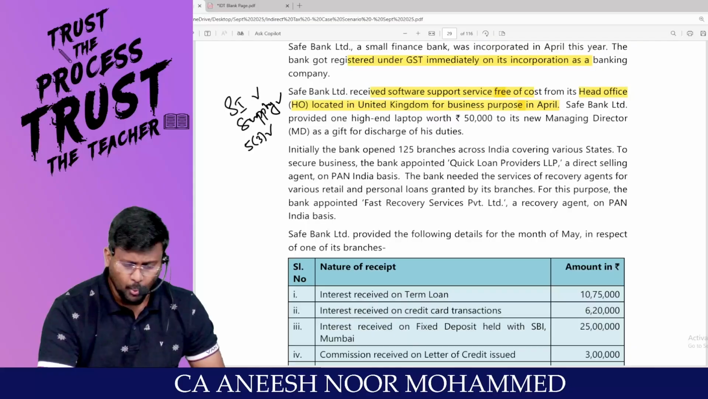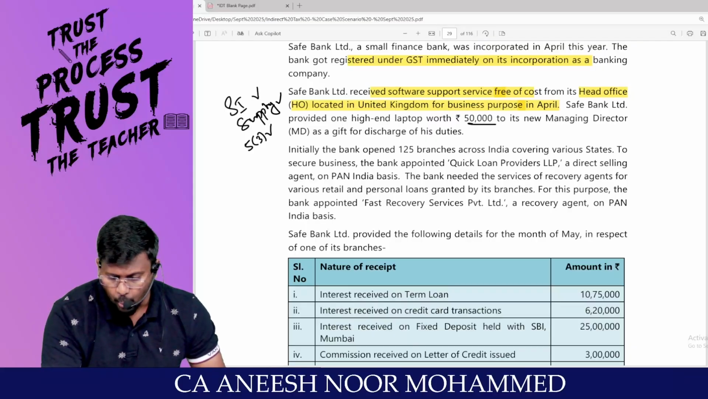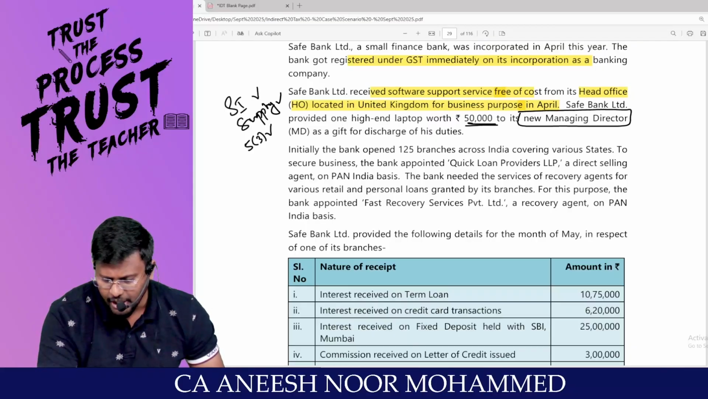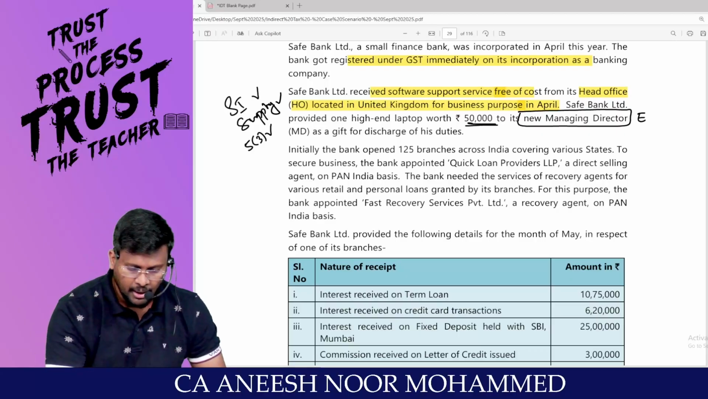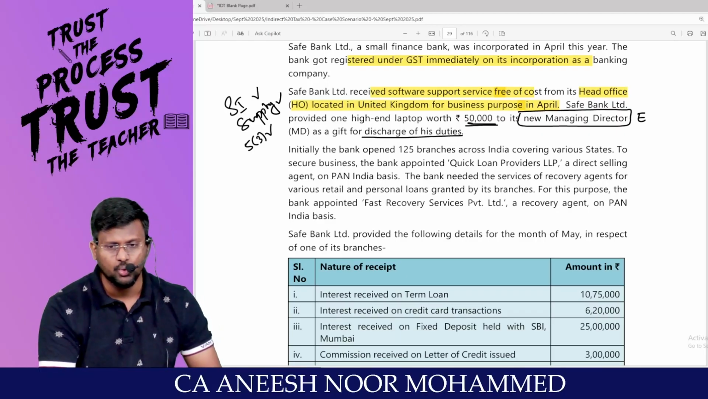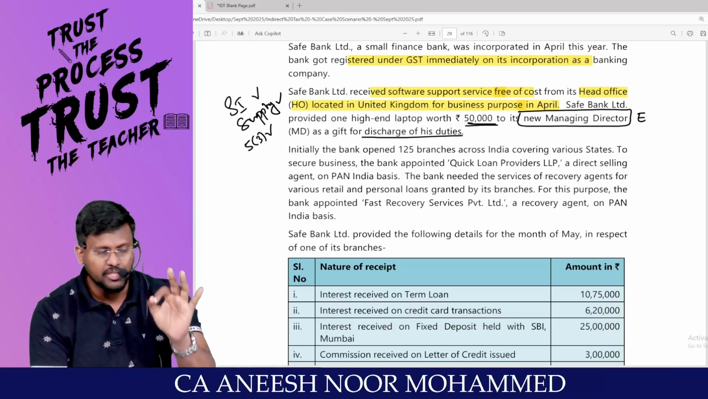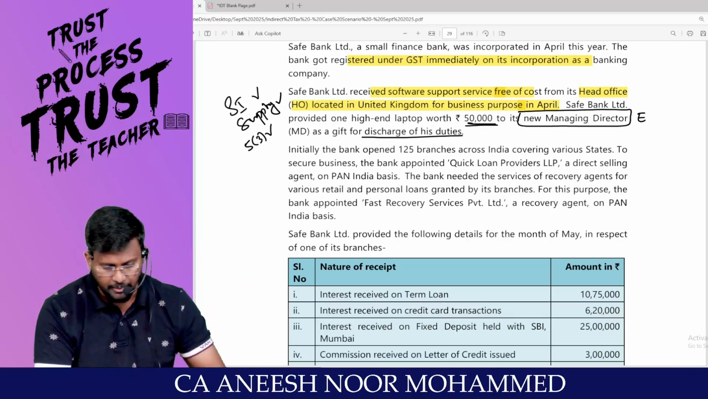Safe Bank provided one high-end laptop worth ₹50,000 to its new managing director. Managing director means employee. As a gift for discharge of its duty. The gift does not exceed 50,000. This will not be treated as supply. Are you all with me?